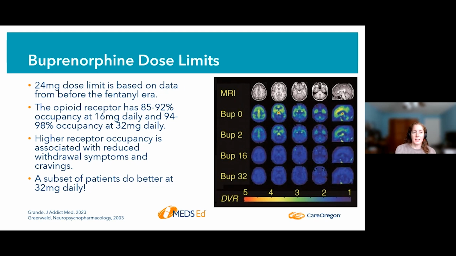And then in terms of the dose limits, that 24 milligram dose limit is really based on data from before the fentanyl era. We had looked at the mu opioid receptor occupancy around 16 milligrams. It's somewhere between 80 to 90%. And at 32 milligrams, it's closer to 94 to 98%. And that higher receptor occupancy is associated with reduced withdrawal symptoms and cravings for opioids. So there are a subset of patients that do better on 32 milligrams a day. And so, if you have a patient who just isn't able to discontinue fentanyl use or get stabilized on a lower dose, 16 to 24 milligrams, that is a sign that they might need to go up to 32.